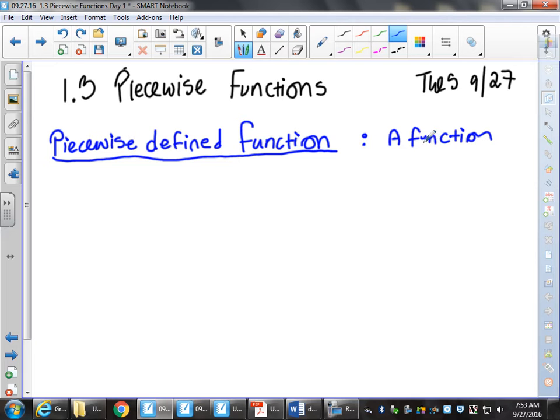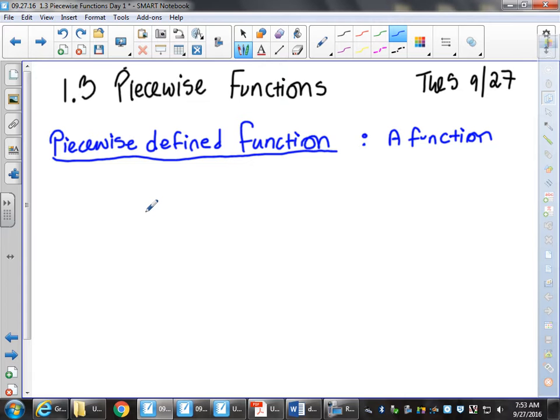The smartboard is being a little funky right now, so if some letters come out weird, like that's supposed to be a U function. If there's letters that aren't coming out right, let me know. If you can't figure out what it is, I'll definitely just erase the whole thing and start over. A piecewise defined function. What is a piece? What does it mean for something to be a piece? It's a part of a whole. That's exactly what we're going to be looking at when we talk about piecewise functions.